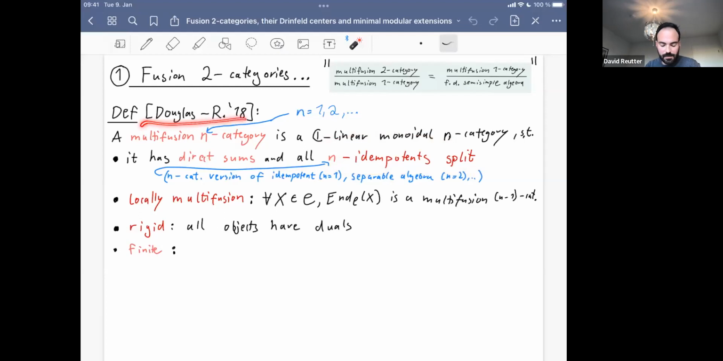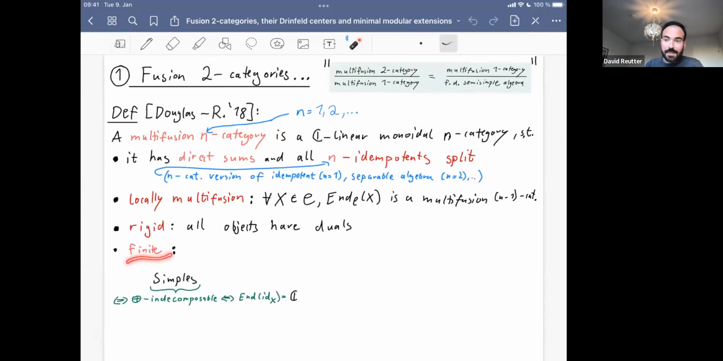This has been done in a paper with Chris Douglas. And then I'm asking all of the endomorphism monoidal categories to be multifusion categories. So this is this local multifusion condition. Rigid again means all objects have duals. And then there's a finiteness condition for which we need a little bit of additional input that I'm going to talk about now.